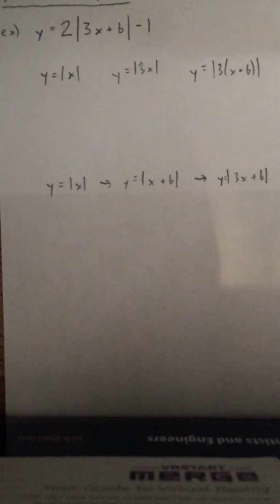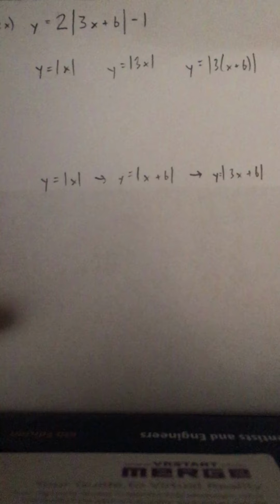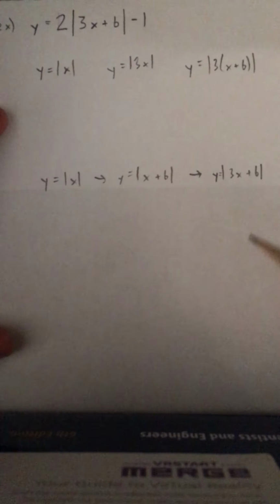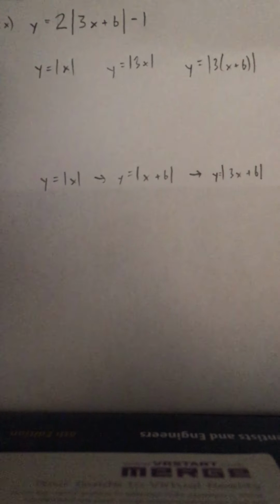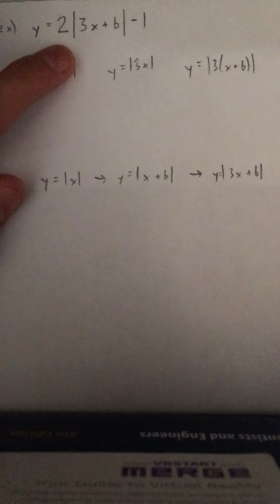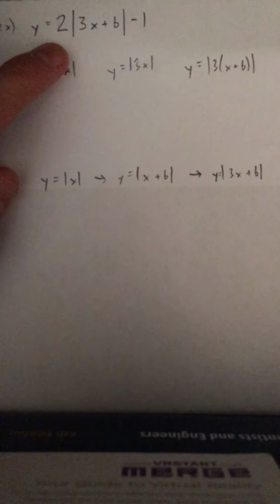Let me move this camera a little bit so you can see the original problem. Now I've just got a few more transformations to do. I'm done with everything on the inside of the absolute value. Now I just need to do the multiplying by 2 and the subtracting 1. Now I'll do the order of operations in the usual way.